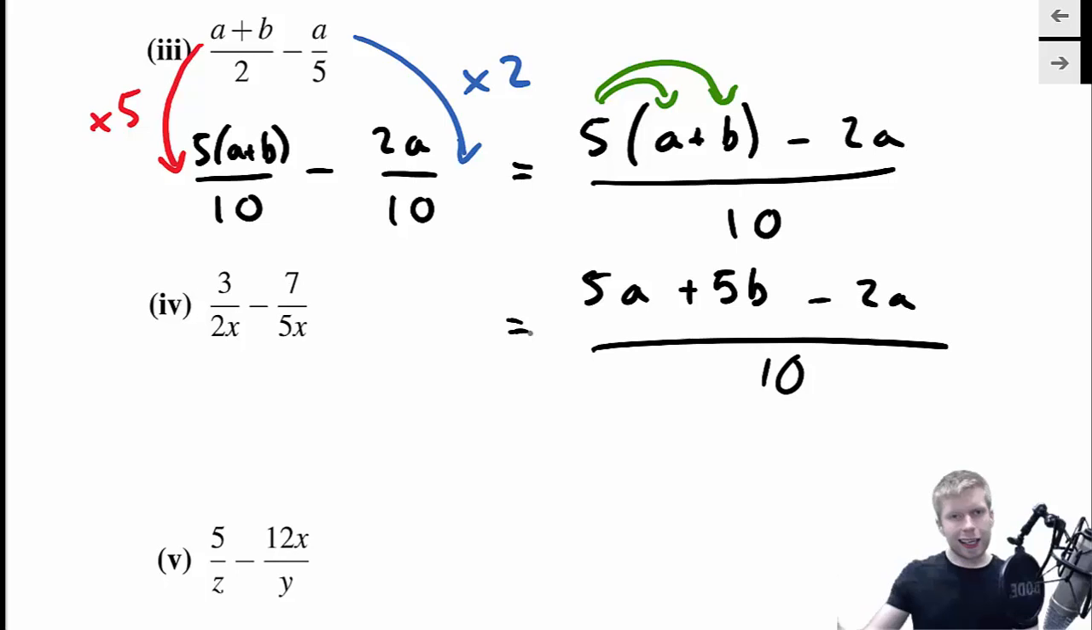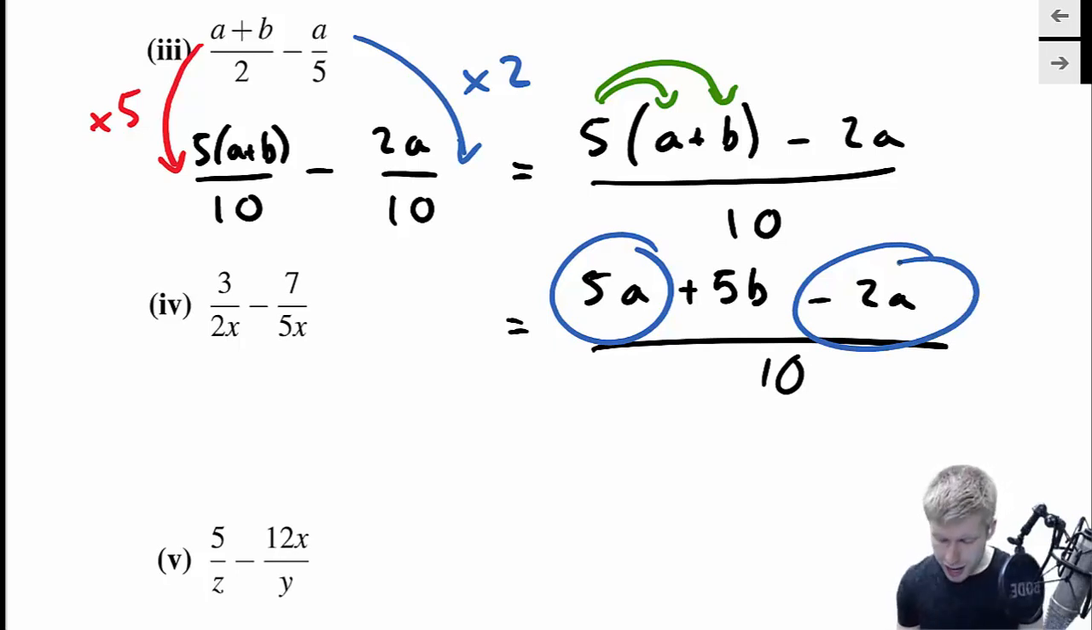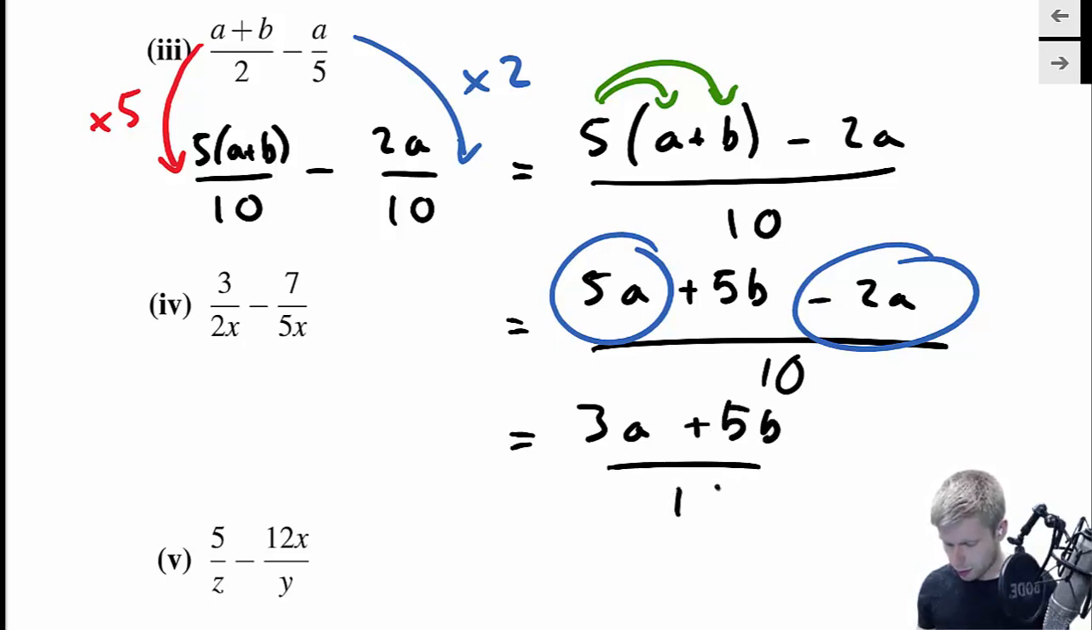Okay. Now let's think here, have a look. Could I collect together like terms? Yes, I could. I've got a 5a, and I'm taking away another 2a. How many a's do I end up with in total? It must be 3a. And I still have 5b over 10. So there's my final answer there. Okay, so a little bit more work, but not too much.